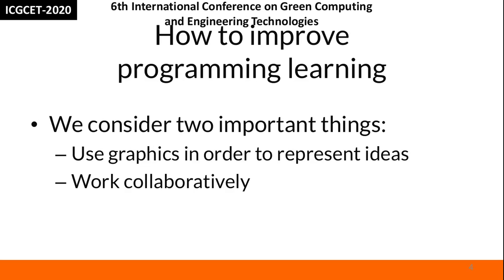And then, how to improve programming learning? We consider two important things. The first is to use graphics in order to represent the ideas, and the other thing is to work collaboratively. Nowadays, it's an important aspect because homework could be done in a better way when it's possible to interact from their houses without being physically present in a room.